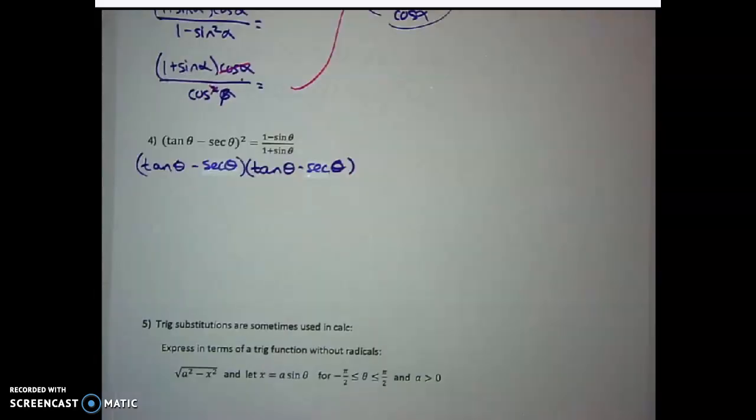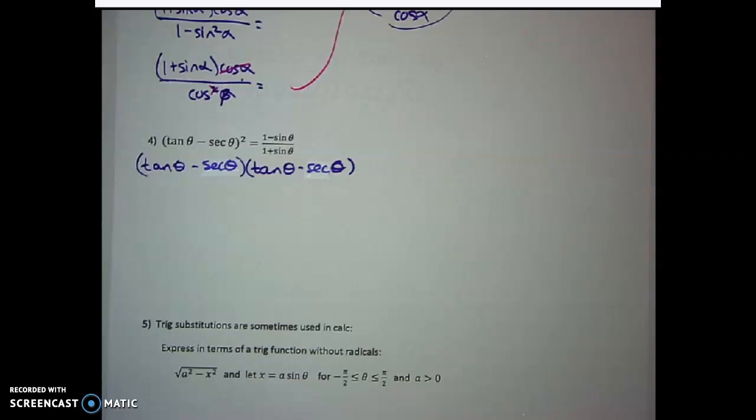Oftentimes there is more than one way to attack these identities to verify them. Sometimes, like some of the previous examples, it's obvious which side to start with because there's more going on. You're trying to simplify it to one trig function. In this case, the first thing I want to do is get rid of that squared. So I'm going to multiply those out. Remember, you can't just distribute that squared.